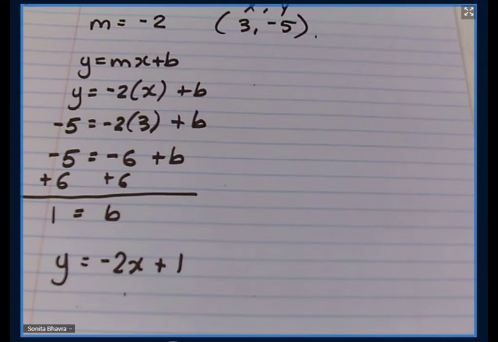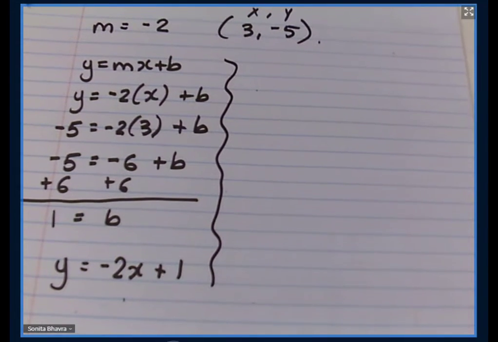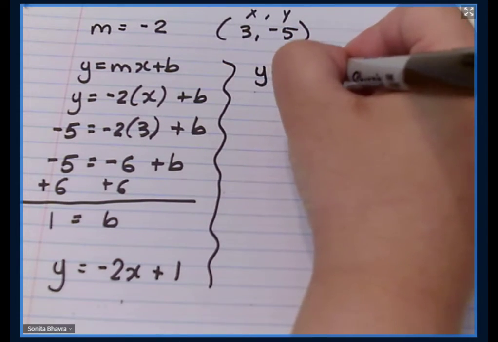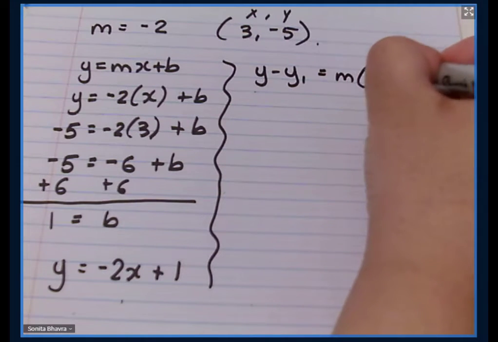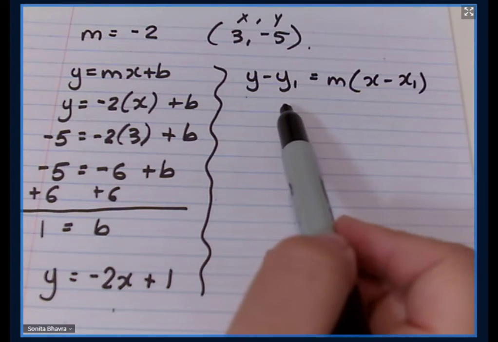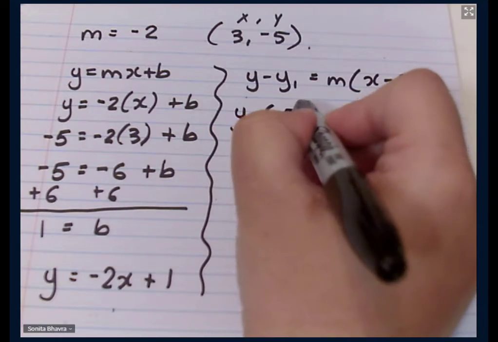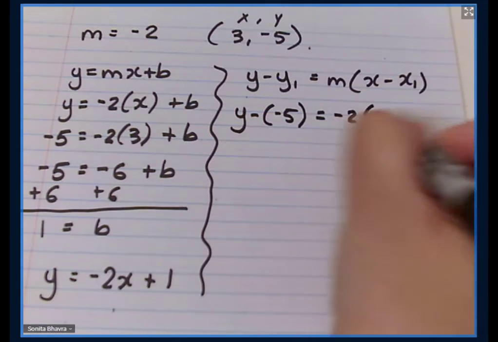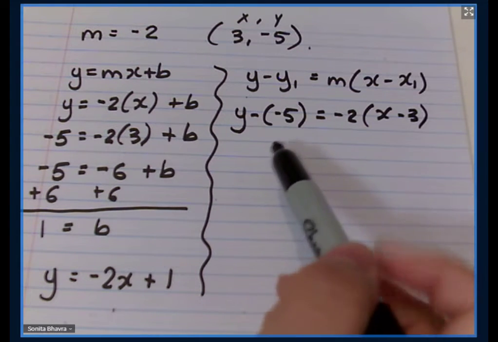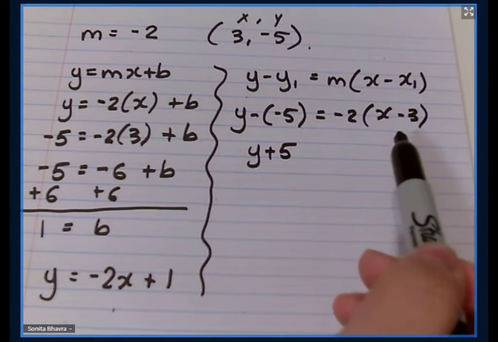Okay, next was Nikki. And Nikki was using the slope point form. So she used y minus y1 equals m x minus x1. All right, so for y, that becomes y minus negative 5. And our slope is negative 2, and then x minus 3. Y minus negative 5, we just show it as y plus 5. She had stopped her equation right here.